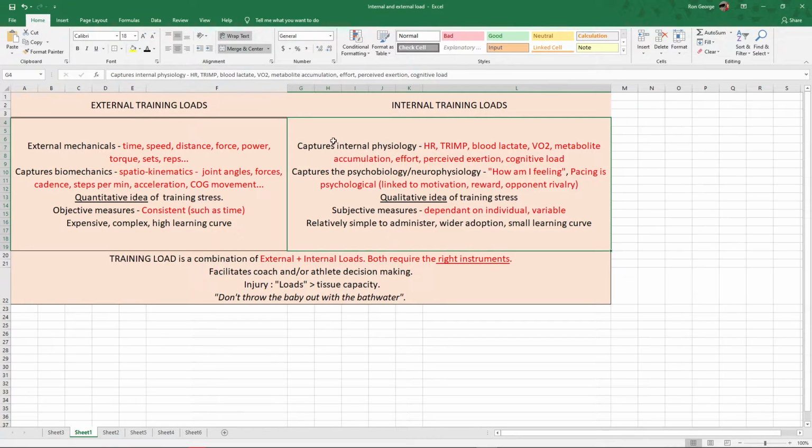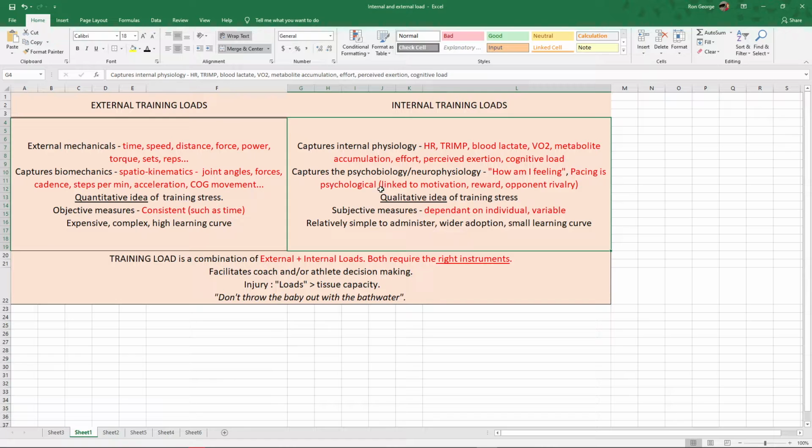Perceived exertion, cognitive load. So again, it captures the neurophysiology and the psychobiology. So this is a really valuable nonlinear signal, and at the crux of it is the question, when you get up in the morning, you ask yourself, how am I feeling? Or even if you don't, exaggerate and ask yourself, you're really running that question in your mind before the workout. How am I feeling?